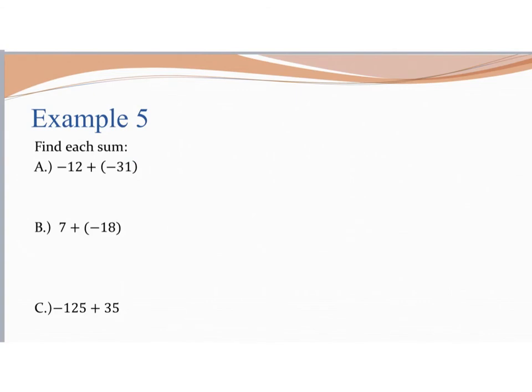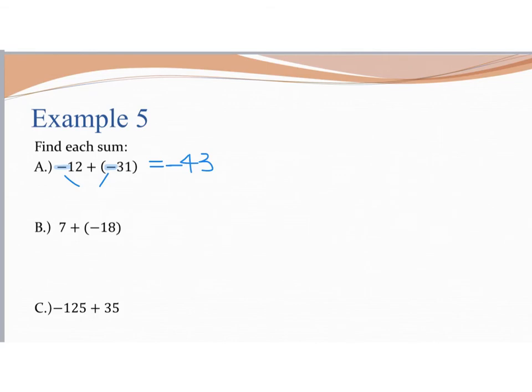Now our last example for today says to find each sum. So the first thing I do is look to see what the signs of my sum are. Right here I have a negative, and I'm adding that to another negative. So I know that I'm just going to end up doing 12 plus 31, which is going to give me 43. And because both of these are negative, I know that my sign also has to be negative.